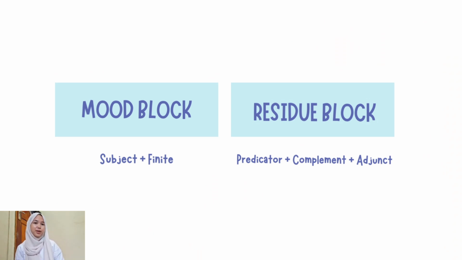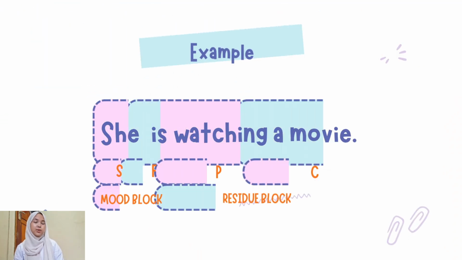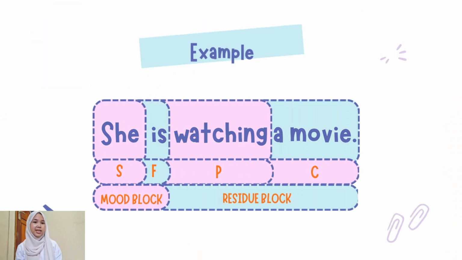So, let us look at the sentence, "She is watching a movie." In this sentence, "she" is the subject and "is" is the finite. Together, they form the mood.